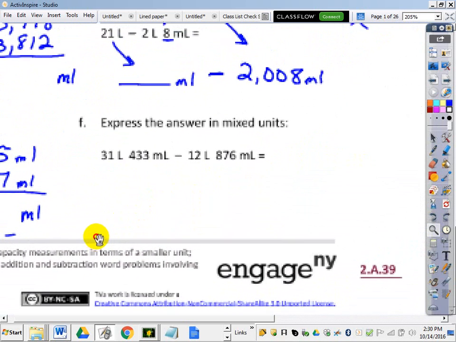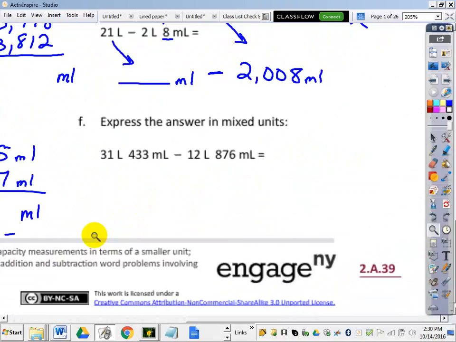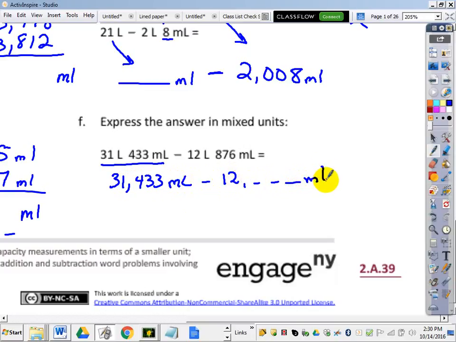Next expression. Express the answer in mixed units again. Here we go. Same thing. My idea is to always make these into just milliliters. 31,433. Turn them all into milliliters and be done with it. This one, change that to milliliters to make my life easy. 12,000 blah blah blah milliliters, right? You're getting it now, aren't you? From up above, you can see that turns into milliliters.